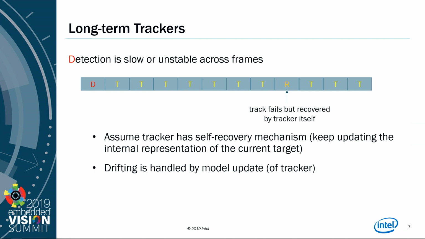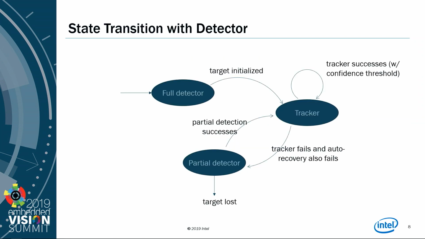And sometimes tracking fails. The tracker itself tries to find the object based on its internal representations. As you can see here, the important part is the self-recovery mechanism. To do that, we need some quality measure of the current tracking. So we need to decide whether the current tracking is good or not. But fortunately, most of the trackers provide some metric or confidence value for the tracking score. So let's look into more details about the long-term trackers.